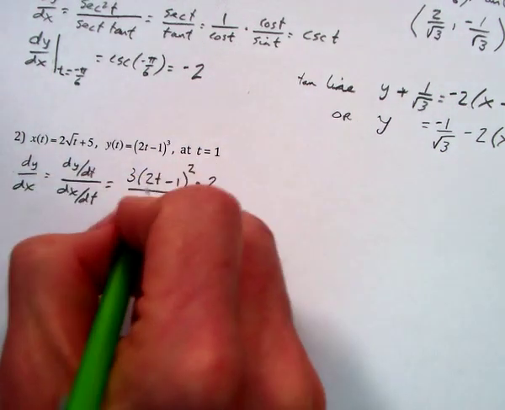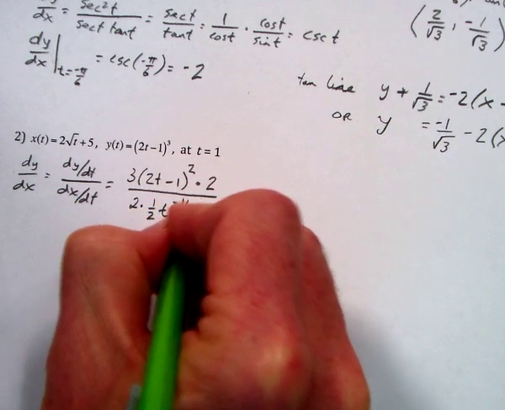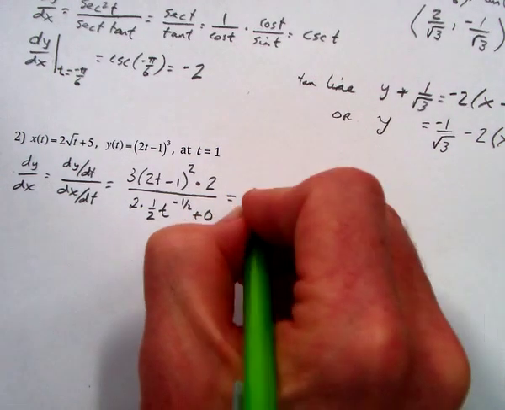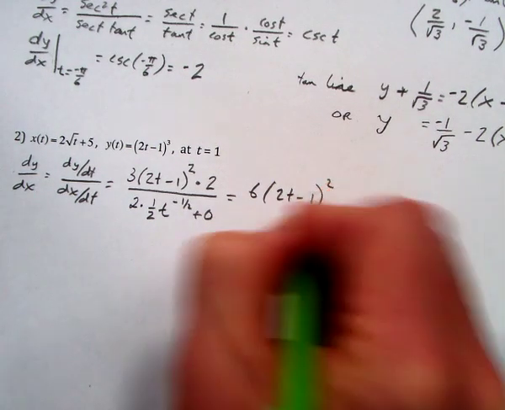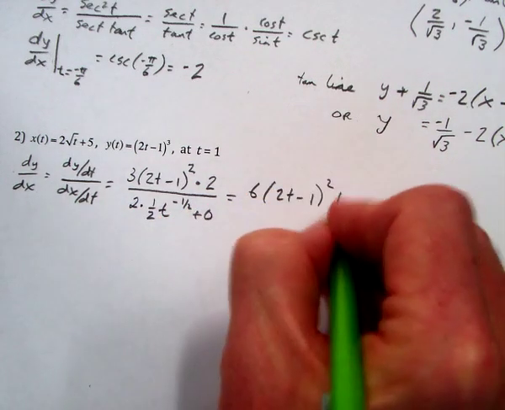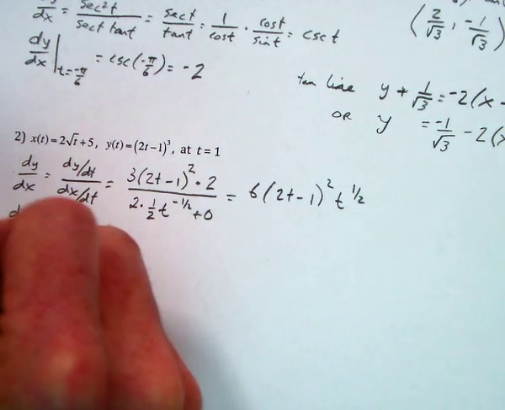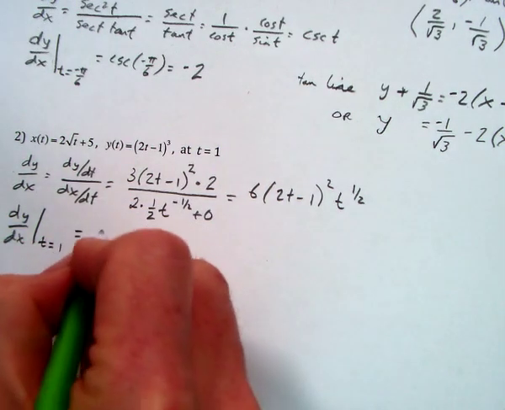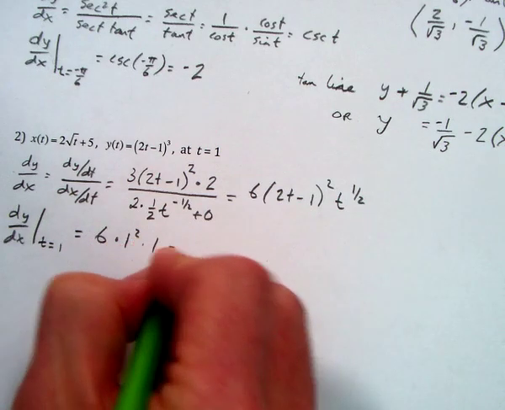And then dx/dt will be 2 times 1/2 t to the negative 1/2, and then plus 0. If we simplify this, we can have 6 times (2t minus 1) raised to the second power, and then the 2's are going to reduce here. This is t to the negative 1/2, so that can pop up and say t to the positive 1/2. Now we need to plug it in. dy/dx evaluated at t equals 1, and we're going to get 6 times 2 minus 1, so that would be 1 squared times 1, so it's just 6.